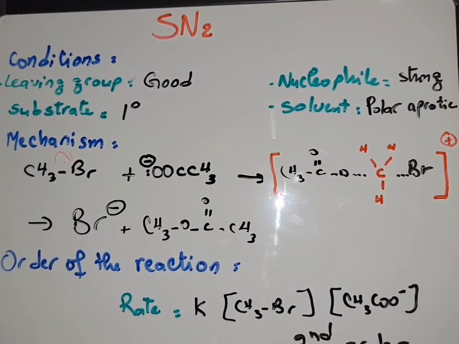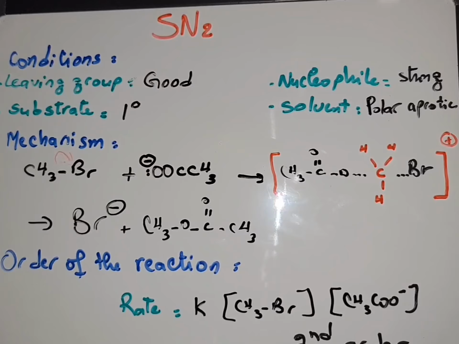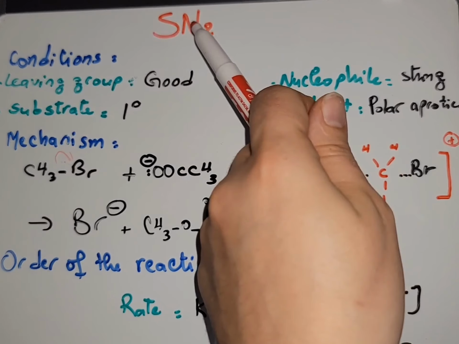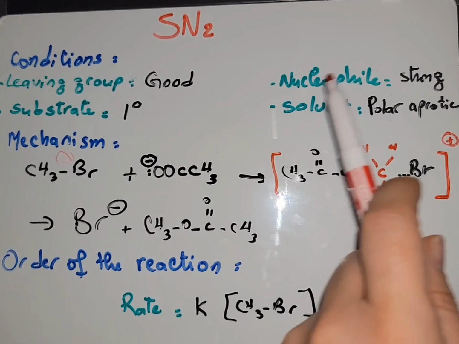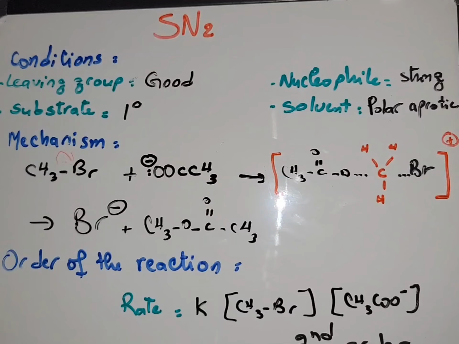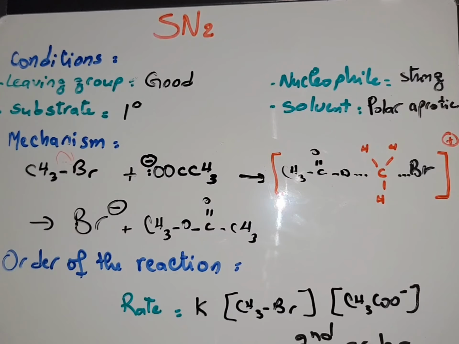Hi friends, in today's video I'm gonna talk about nucleophilic substitution reaction or SN2 reaction. The reason why it's called nucleophilic substitution is that we have a nucleophilic attack in the mechanism, and the reason why it's called SN2 is that we have two reactants participating in the rate determining step, which is the only step we have for this reaction. So let's start talking about the conditions.